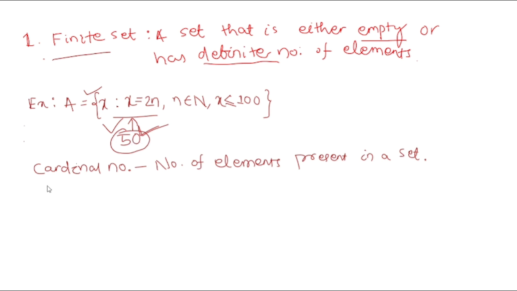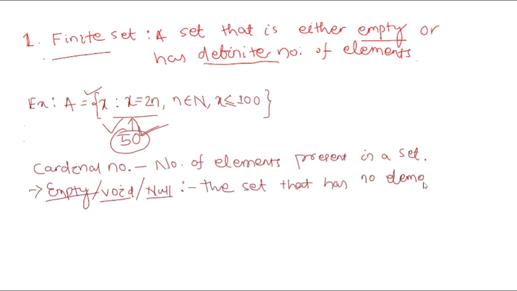So, the number of elements present is known as cardinal number. Now, let us look at two special cases of finite set. The first one is empty set. Empty set or a void set or a null set, because all these three have the same meaning, that is nothing is present. We can define it as the set that has no elements is known as empty set.